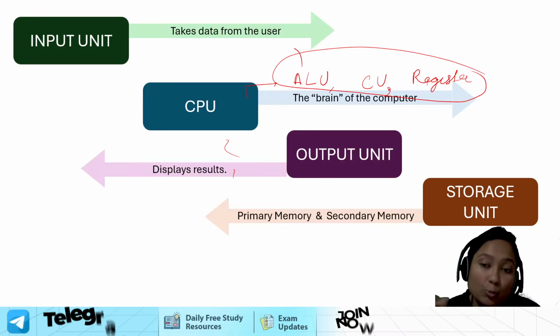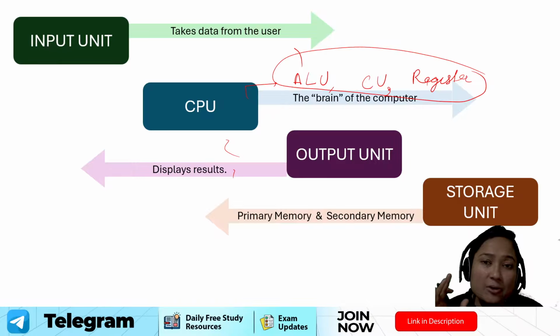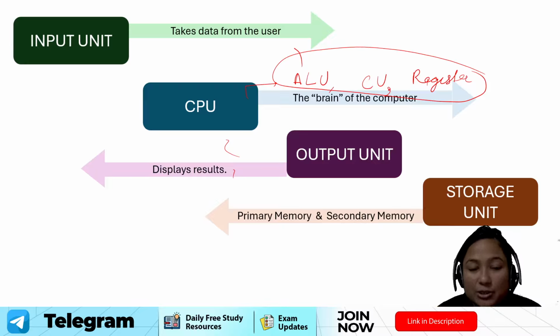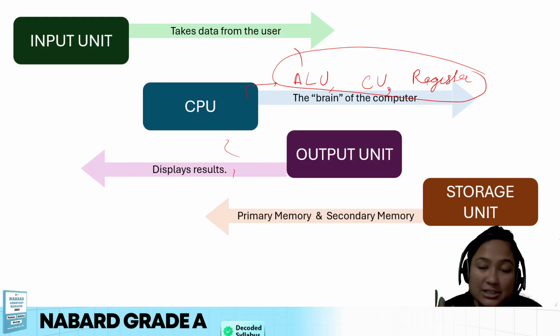After that we have the output unit. Whatever result is obtained after processing will be displayed to you by the output unit. The output unit does outputting, that means it shows you the processed information. It can show you in visible form, just like on a monitor.